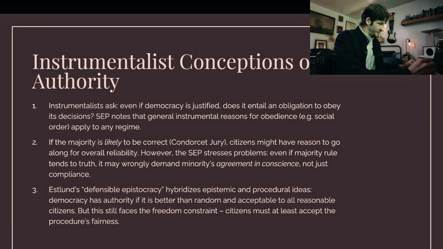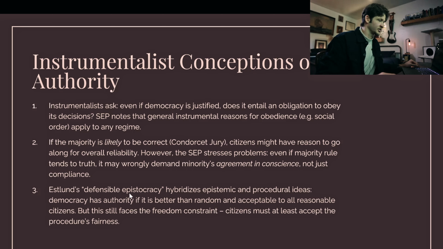Now, instrumentalist concepts of authority. Instrumentalists ask, even if democracy is justified, does it entail an obligation to obey its decisions? SCP notes that general instrumental reasons for obedience, e.g. social order, apply to any regime. 2. If the majority is likely to be correct, Condorcet jury, I'll leave a link to that. You can get more information on that. Citizens might have reason to go along for overall reliability. However, the SCP stresses problems. Even if majority rule tends to truth, it may wrongly demand minorities' agreement and conscience, not just compliance.